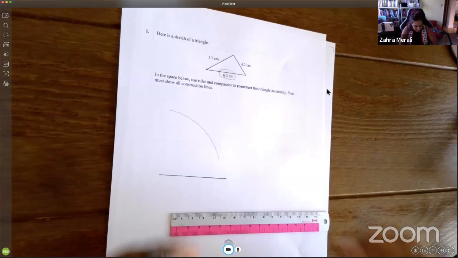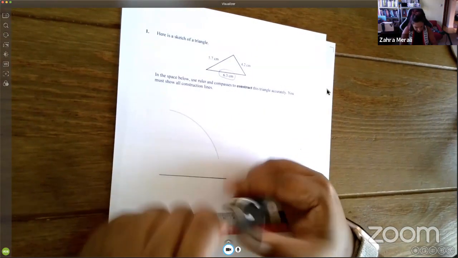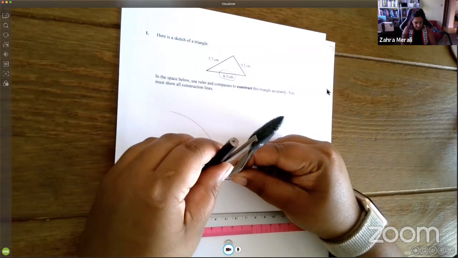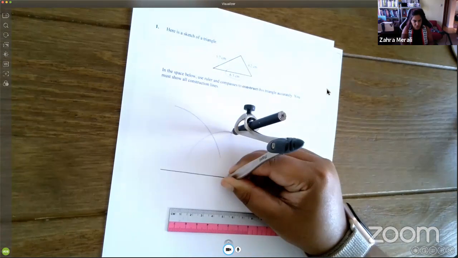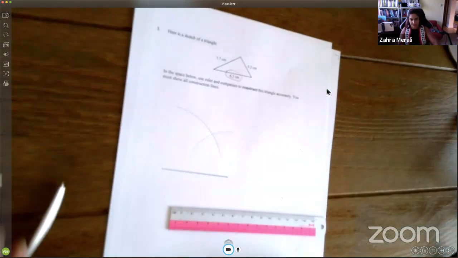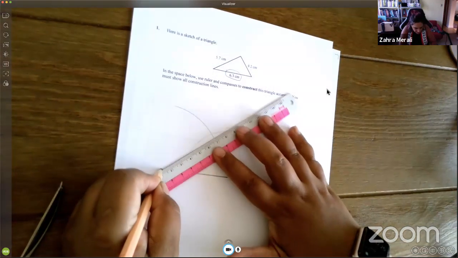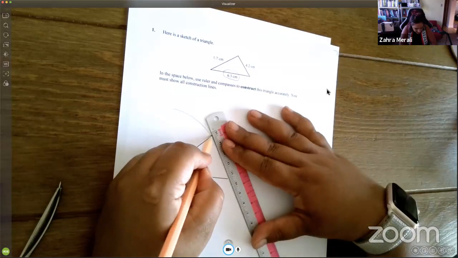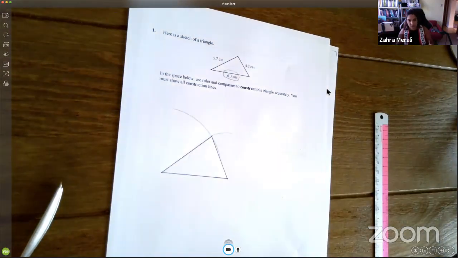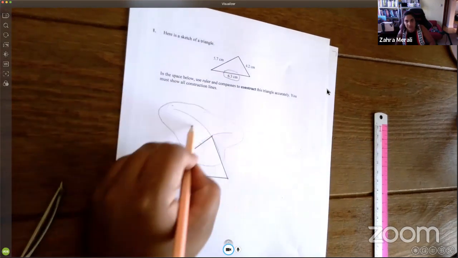Then I'm going to take my compass and measure 4.2, and that's going to go at this end. I'm going to do the same thing and draw an arc. While I'm drawing, I'm going to make sure that they meet, so I don't stop until they meet. Then I take my ruler and join it up to the middle of where they've met, and I have accurately drawn my triangle. And these lines here are your construction lines. Do not rub them out. That's what gets you the mark.